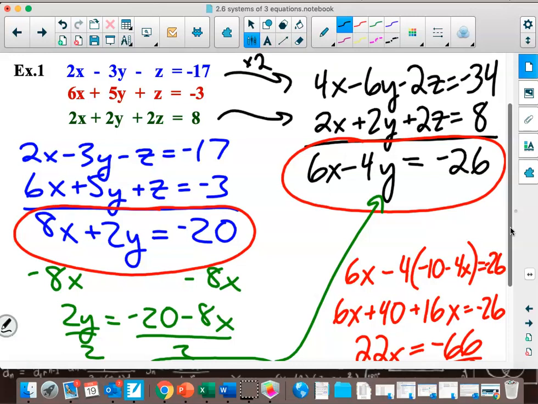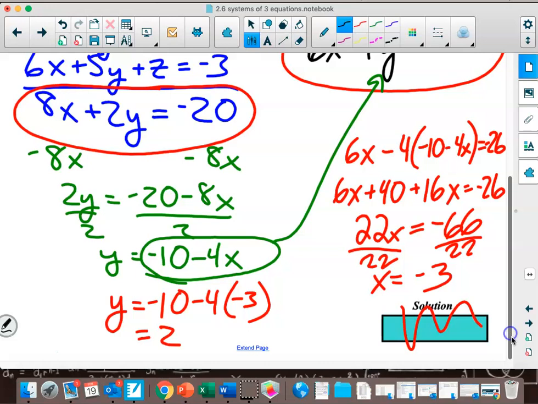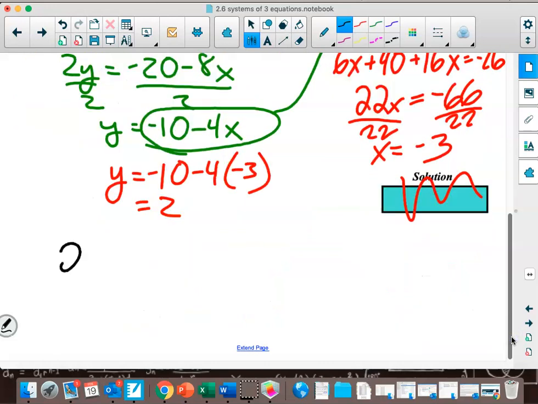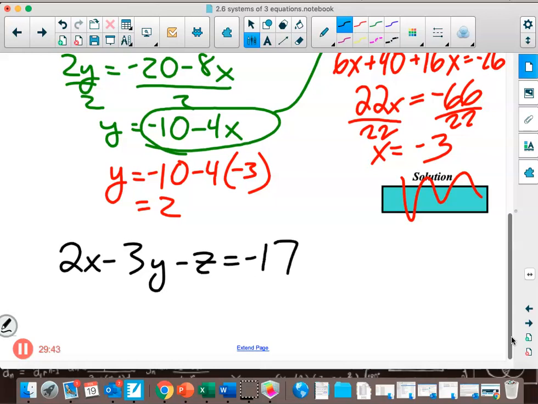Okay. 2x minus 3y minus z equals negative 17. If I saw an equation with my age in it, I would pick that one. Right? Makes it personal.